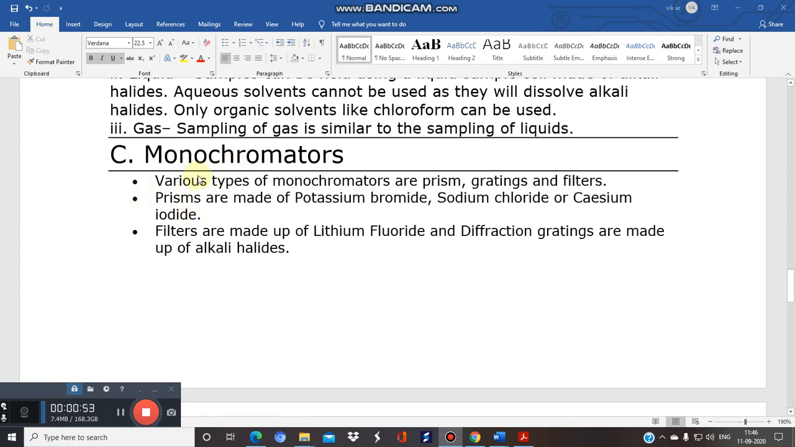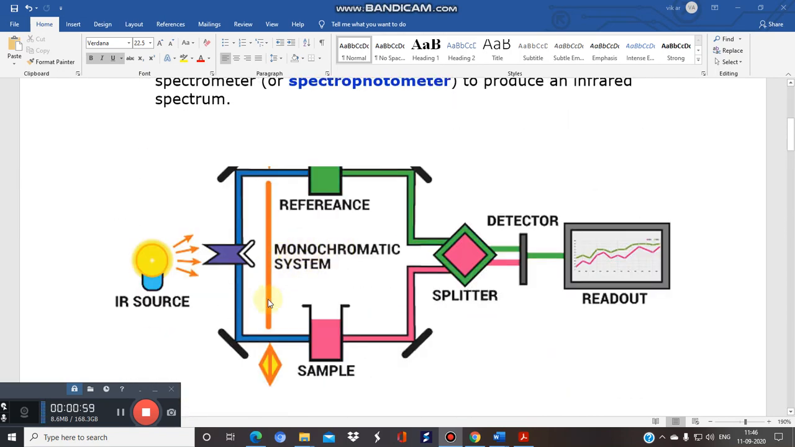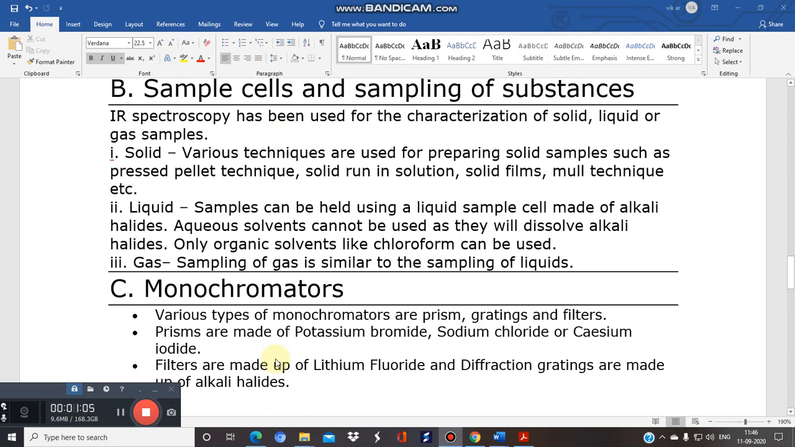And the monochromator generally consists of prisms, filters and gratings. Just see this, the monochromator system. These basically consist of mirrors like this. The prism part is there, okay.